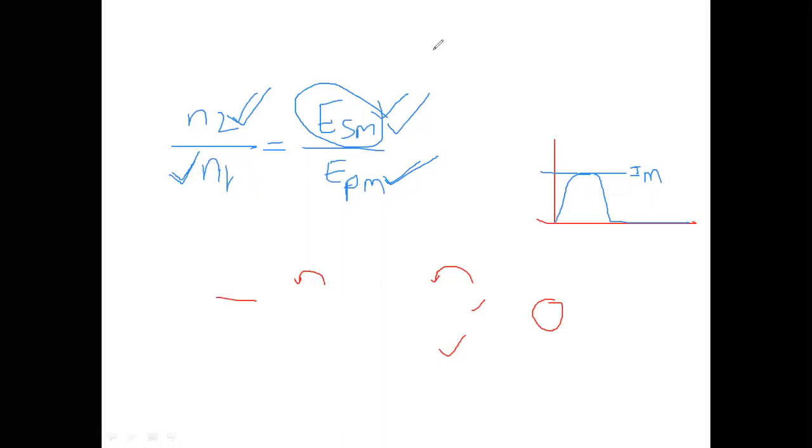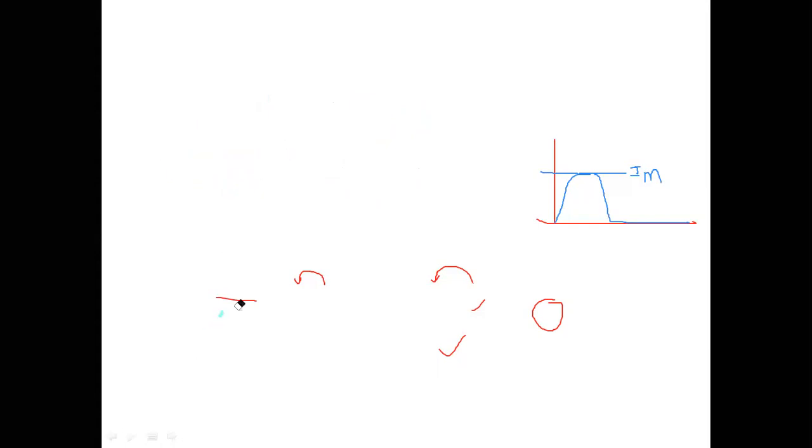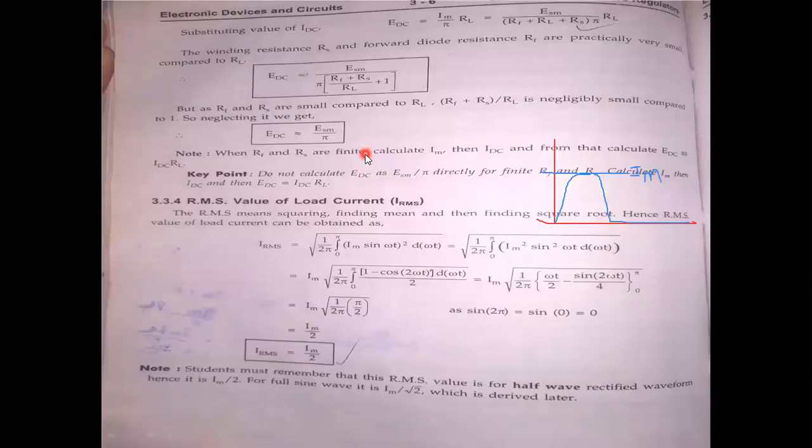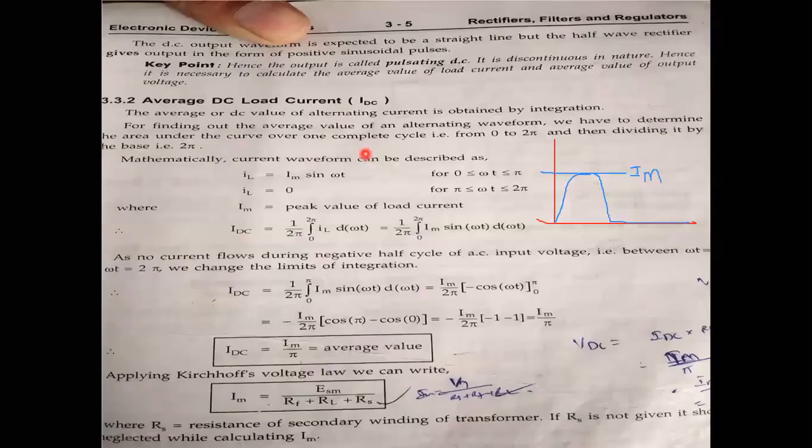So you know ESM also. But from this equation, what you are getting is IDC equals Im by pi.